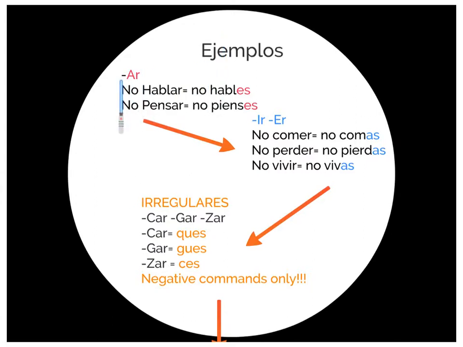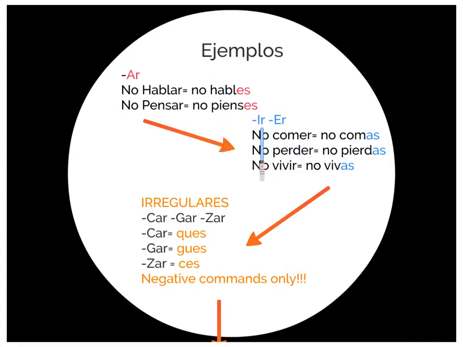So for AR verbs, if I said don't speak, the whole verb no hablar, this is an AR verb, so you're going to add es, no hables. Pensar, no pienses. Remember, if it is a stem changer in present tense, it also has to be a stem changer in the command form.